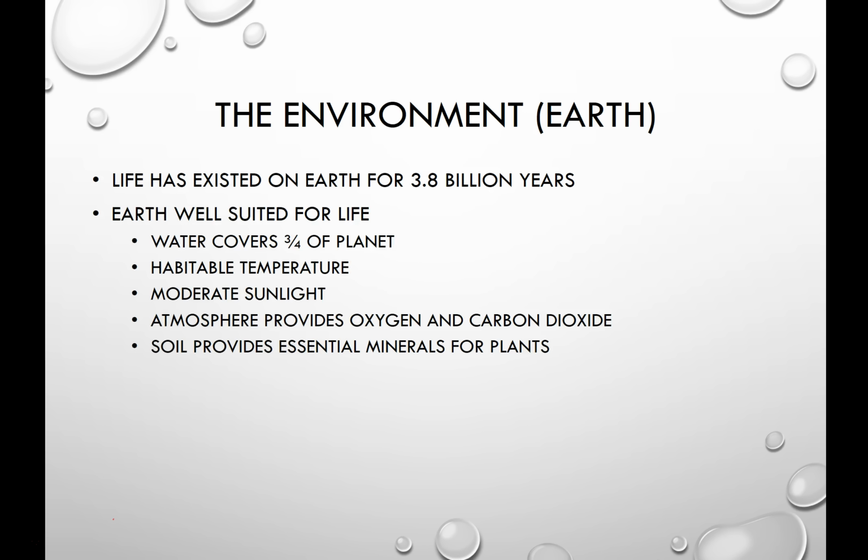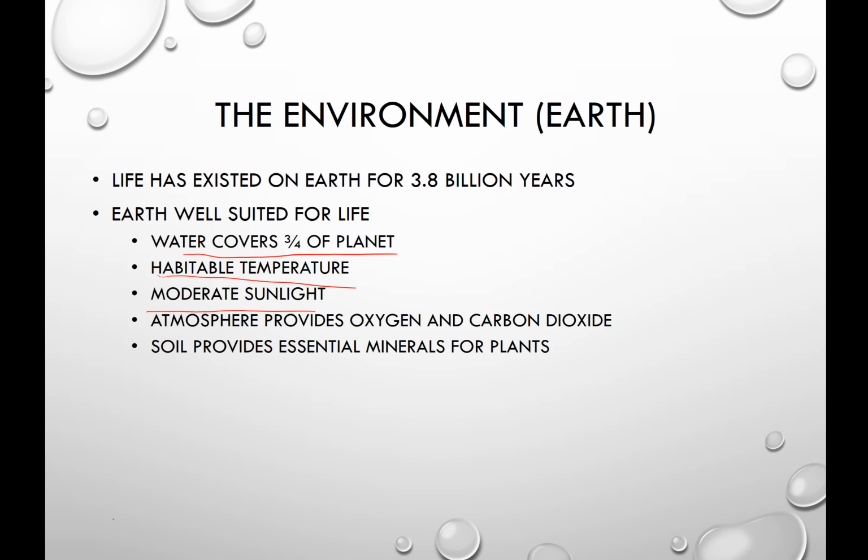All right. Now, why the Earth and not other planets? Well, it's because it's well suited for life, right? We've got water, covering 3/4 of the planet, right? We have a habitable temperature. So at least most of the planet, the temperature stays within a range that life can tolerate. Part of that is because we have this moderate amount of sunlight. We have an atmosphere that filters out some of the really nasty types of sunlight that would fry our skin and probably make life impossible.